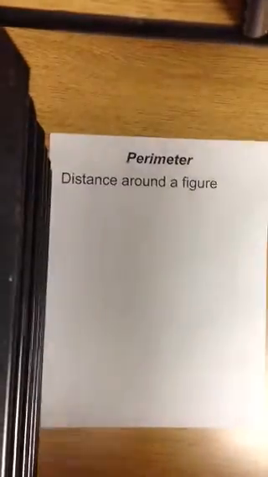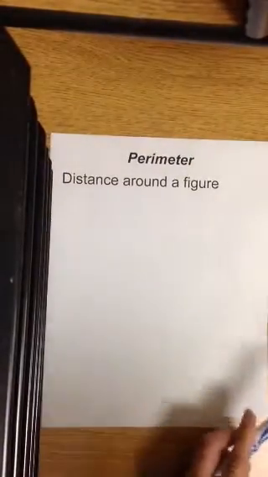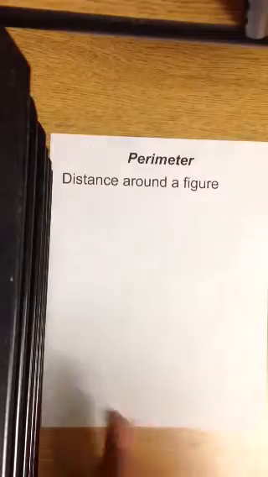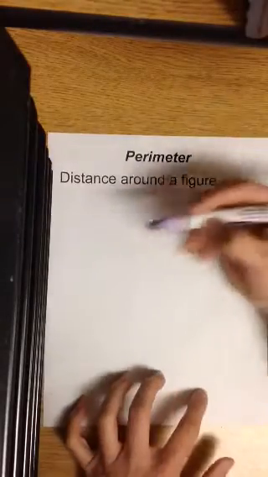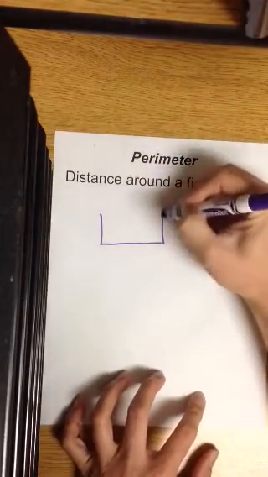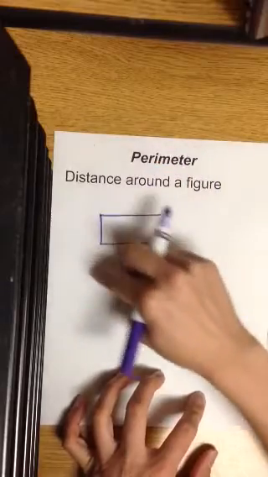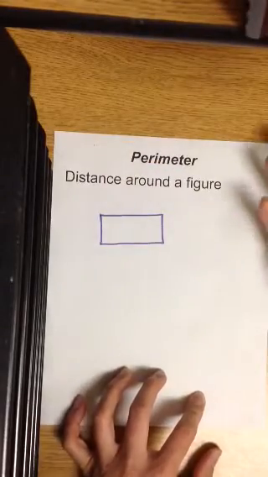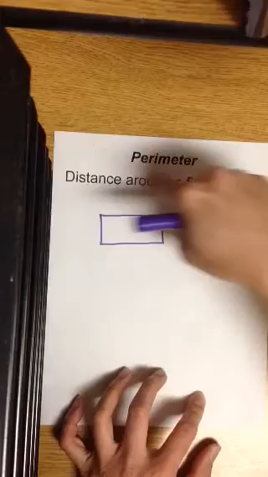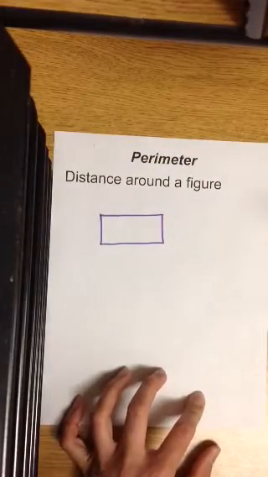Perimeter is the distance around a geometric figure or any figure. For example, you have a rectangle and you want to find the distance around it, or you have a farm and there's fencing around it. So you want to find the distance around it.